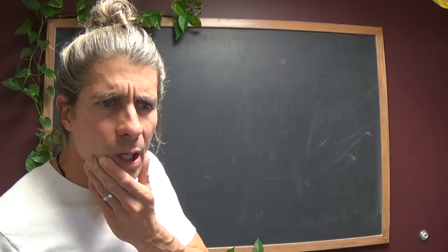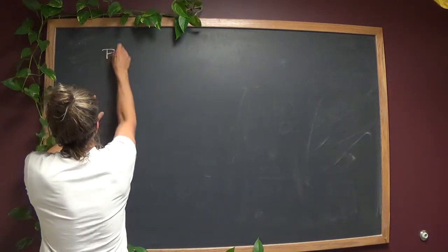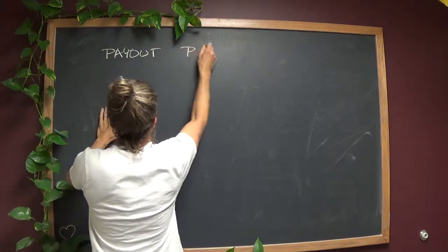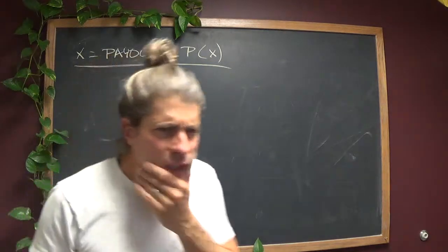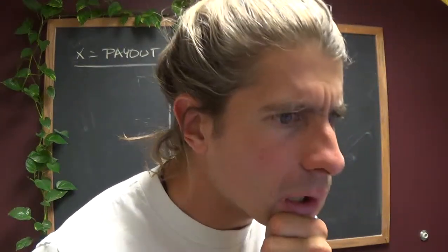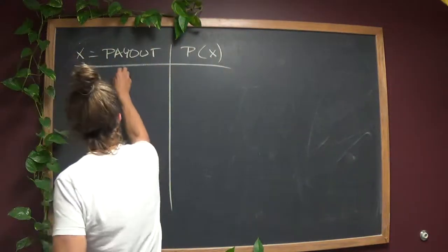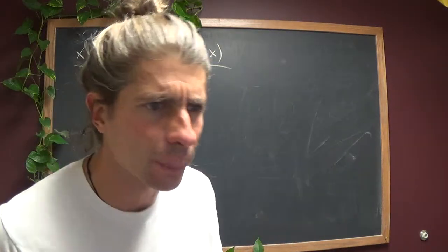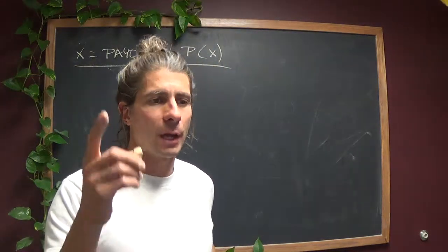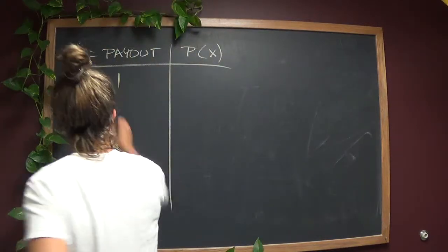Complete the following distribution. So 4 heads, 3 heads and a tail, 2 heads. Okay, so we've got payouts and probabilities. I'll give you $1 if we get 4. So there's a payout of $1 for you if you flip a coin 4 times and flip 4 heads or 4 tails. If you flip exactly 3 heads or exactly 3 tails, you give me $1.